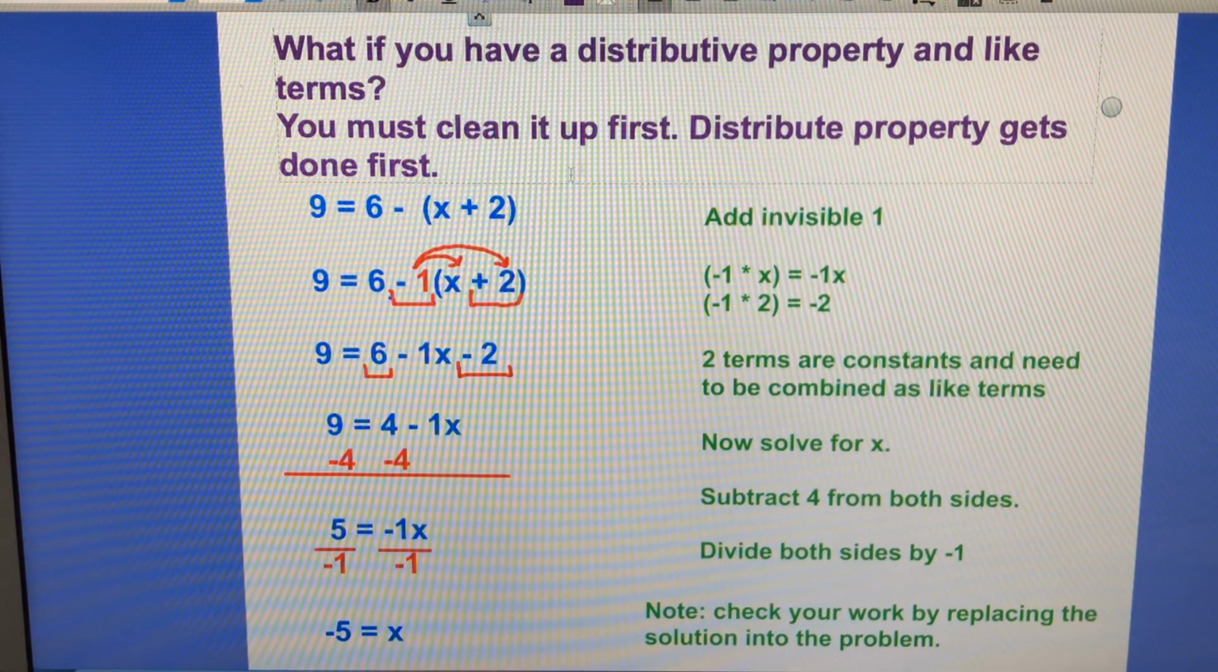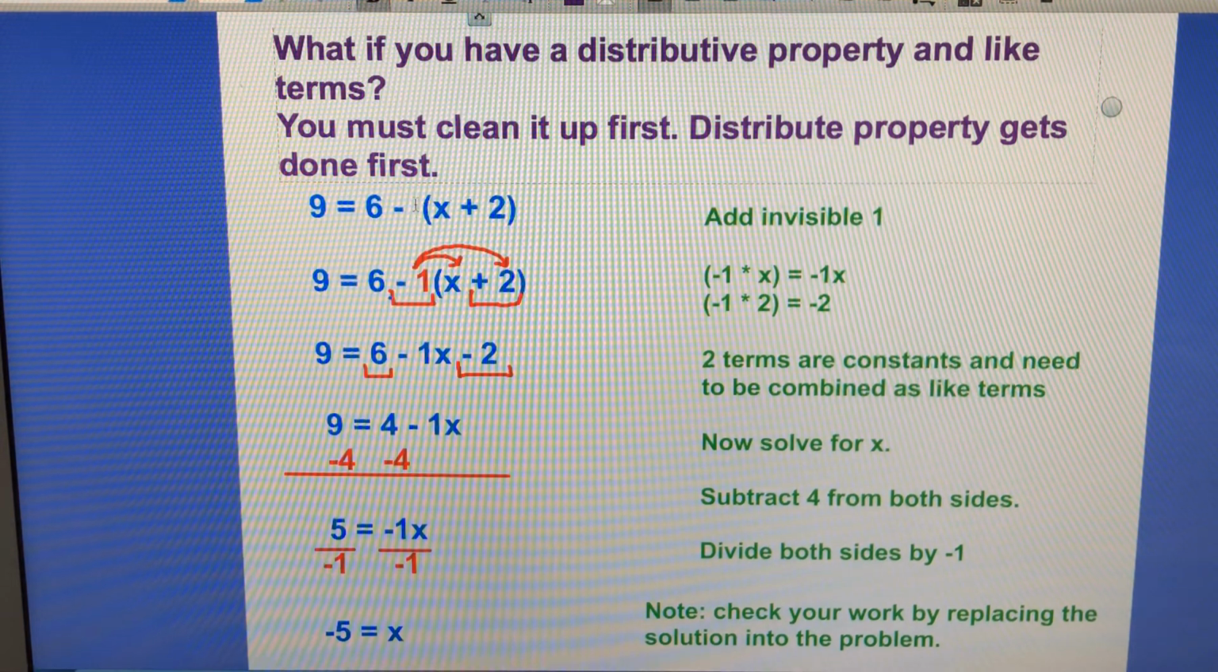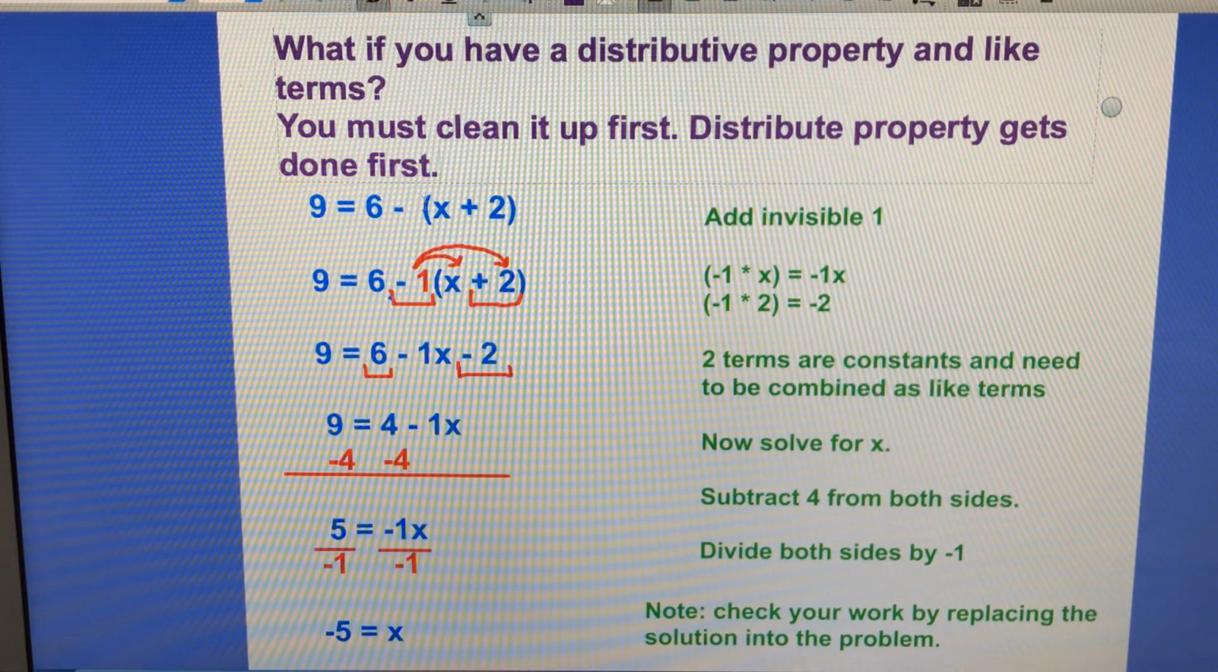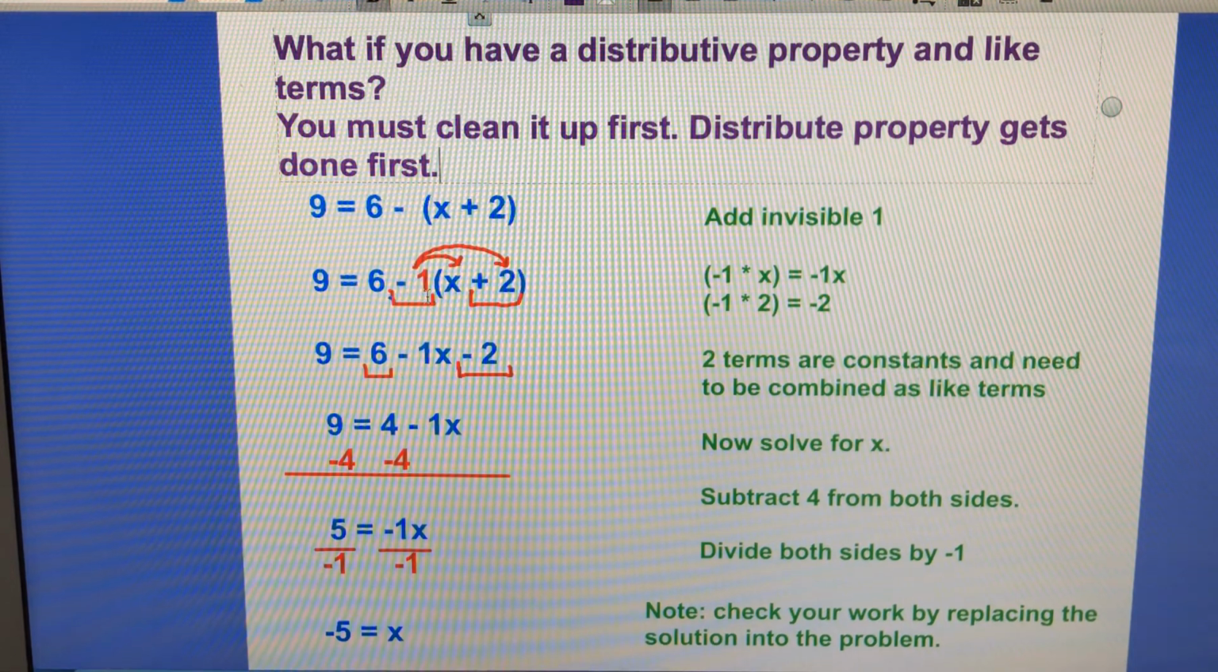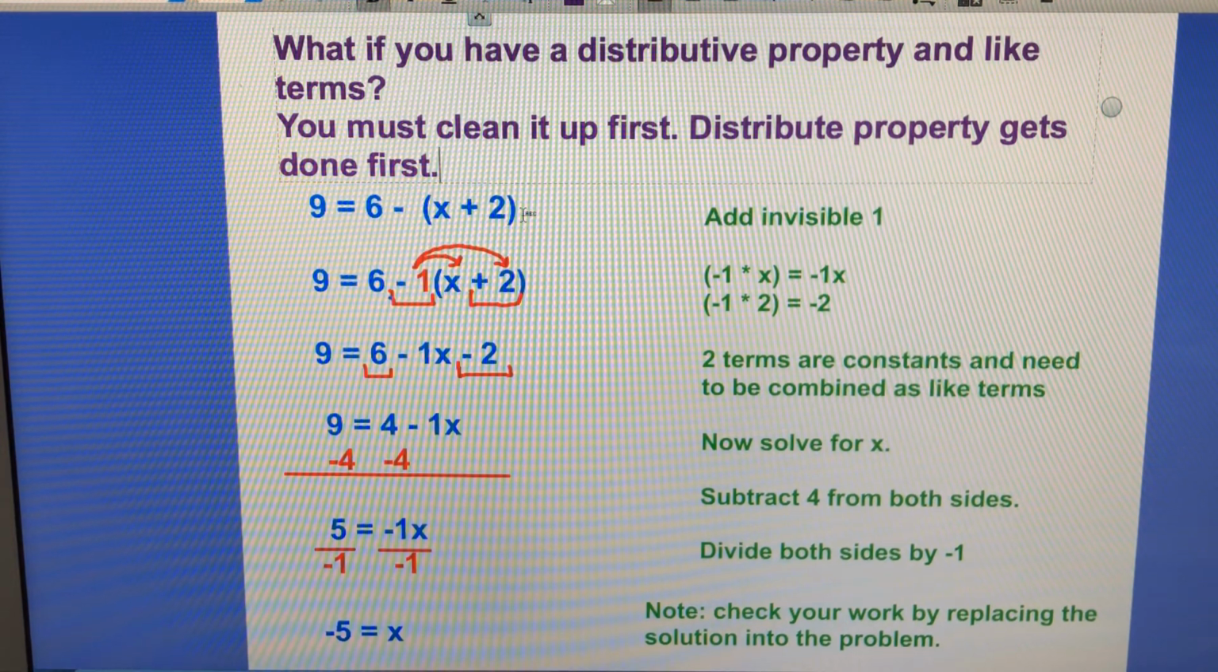Distributive property gets done first. Okay, well, I don't see distributive property. I just see parentheses. Well, in front of that parentheses where there's no number, there's an invisible 1. I suggest you put it in. You could use rules of subtraction with parentheses, but they're more complicated, and you're going to get really good at distributive property, so I'd prefer you use distributive property.